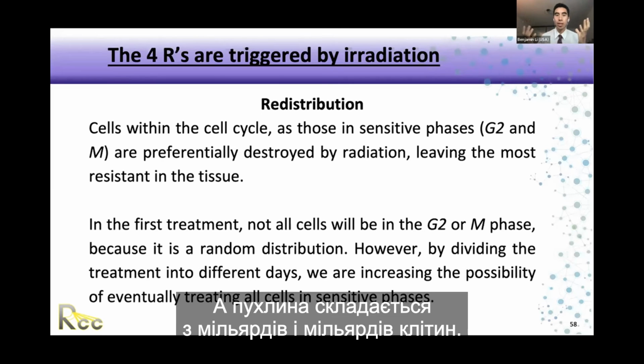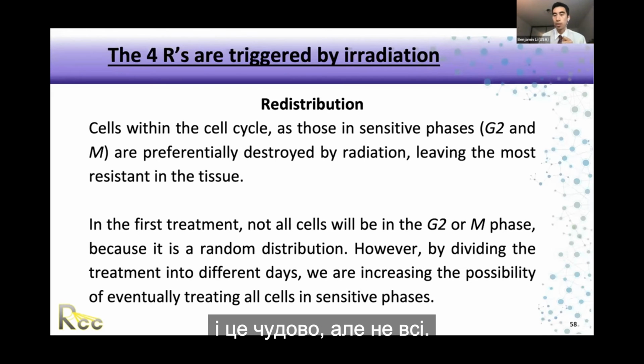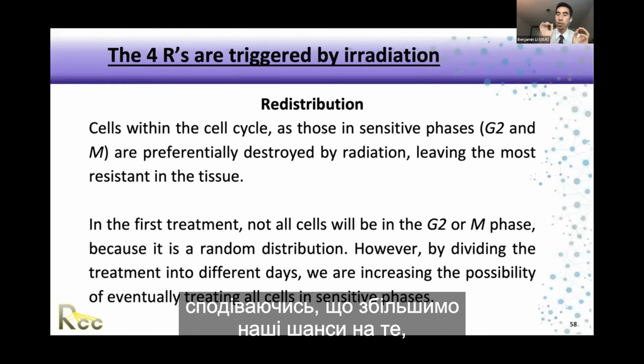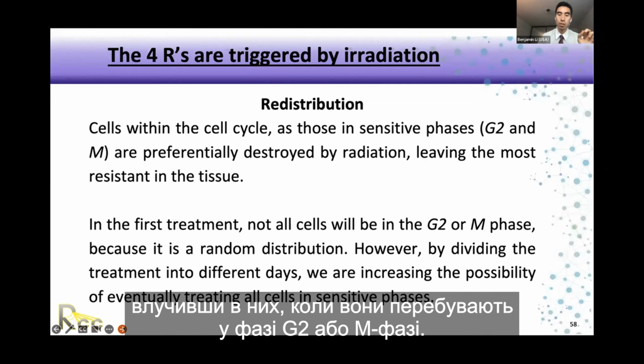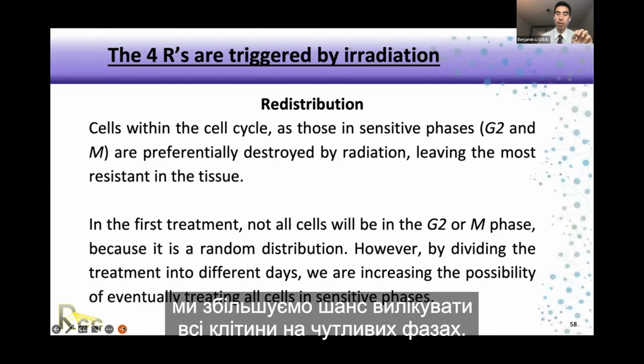And the tumor is comprised of billions and billions of cells. And so every time we do a treatment, some are going to be in the M phase and G2 phase, and that's great, but not all of them. So we keep doing multiple treatments, hoping that we increase our chance that eventually we're hitting some of those cells when they're in their G2 or their M phase. It's a random distribution, but by dividing the treatment into different days, we increase the chance of eventually treating all the cells in sensitive phases.